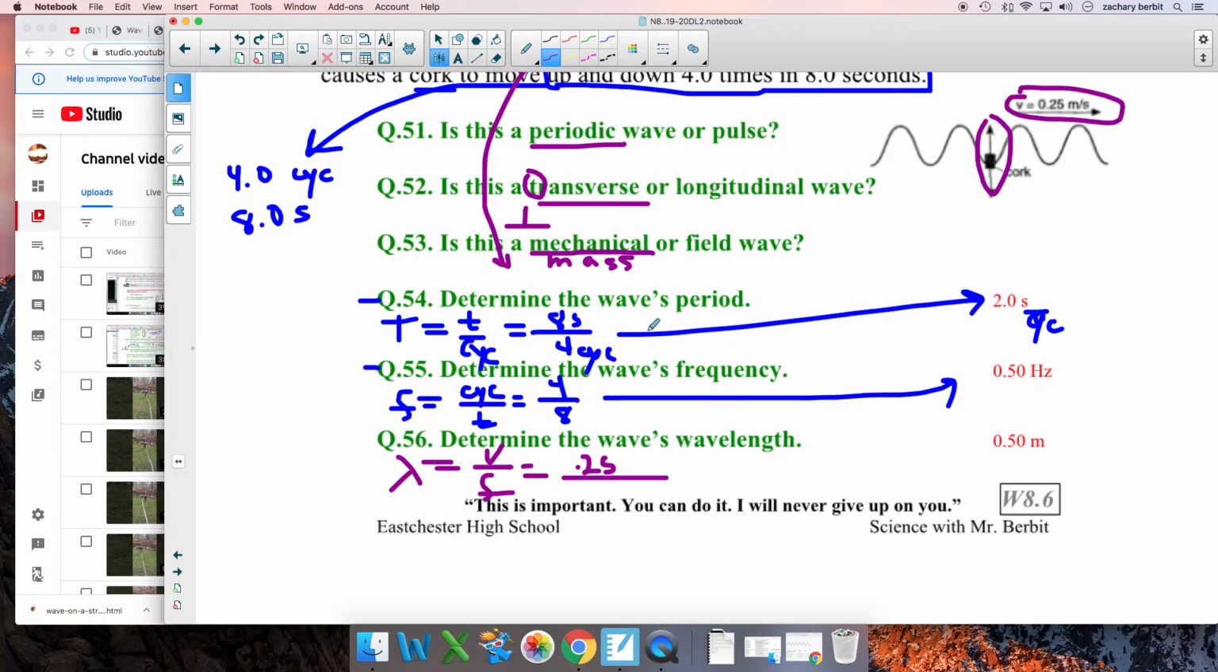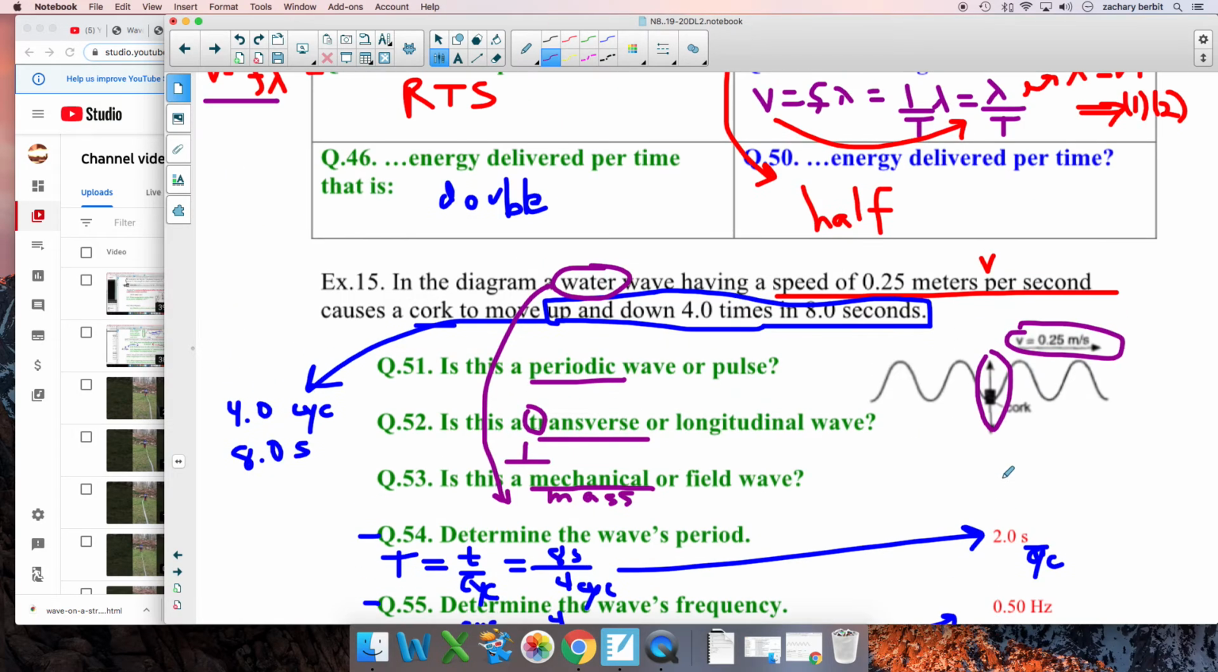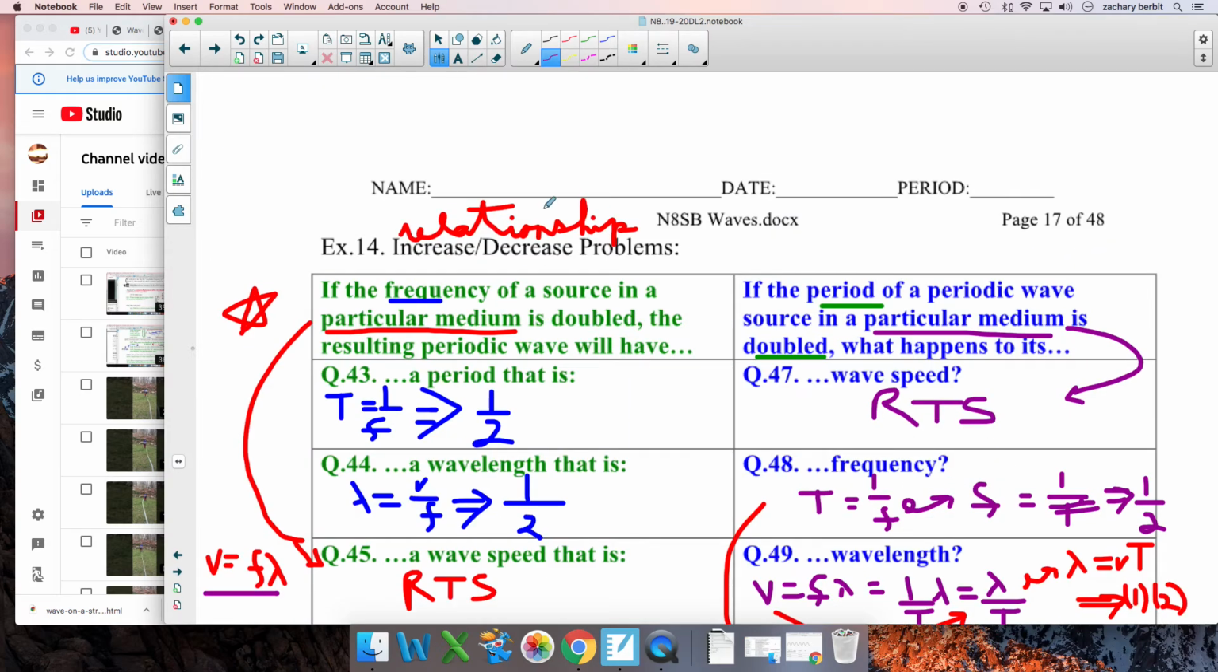And the frequency we got to be 0.5. So 0.25 over 0.50 gives you a 0.5 meter wavelength. You could also say 0.5 meters per cycle. That's legal too. All right, good. That's like a regular old Regents run-through.